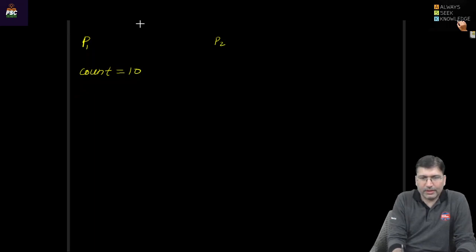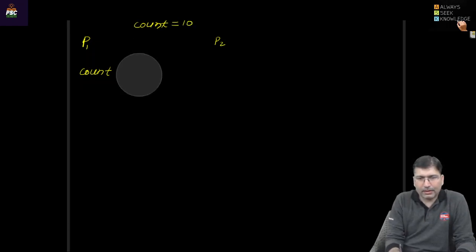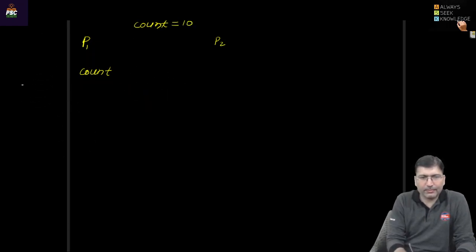Now let me write count here. Count initially is having value 10. Okay, now here what is happening: P1 let's say is incrementing the value of count, and P2 is trying to decrement the value of count.